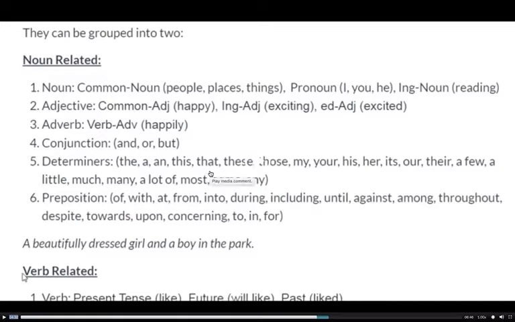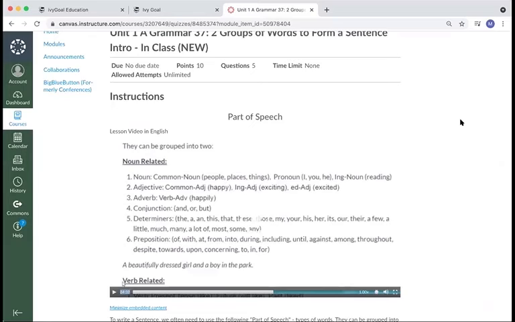I want to pause here for a second and check in with you guys about how you're understanding this idea about noun related. So parts of speech, meaning, well, one part of speech can be things that are related to nouns, right?